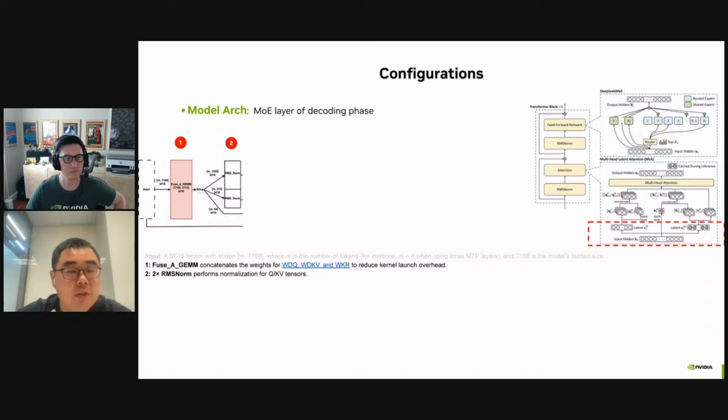The output activation of the Fuse A GEMM will be split into 3 parts. The first part is for the query tensor, and the second part is for the KV tensor. The first and the second parts will be fed to 2 RMSNorm kernels, and these 2 RMSNorms can be overlapped by multi-streams.